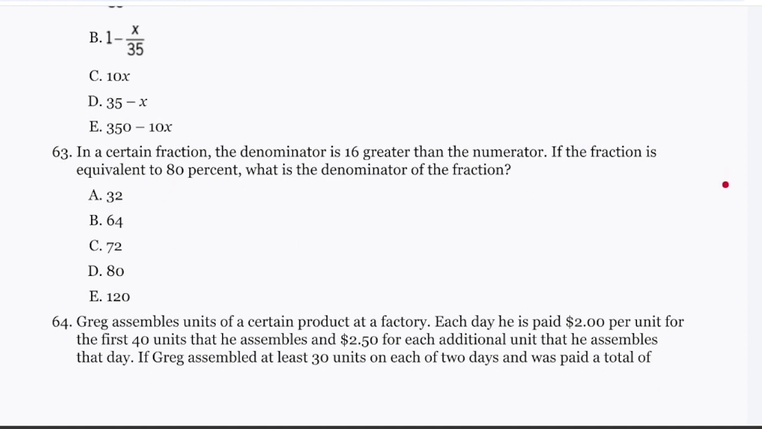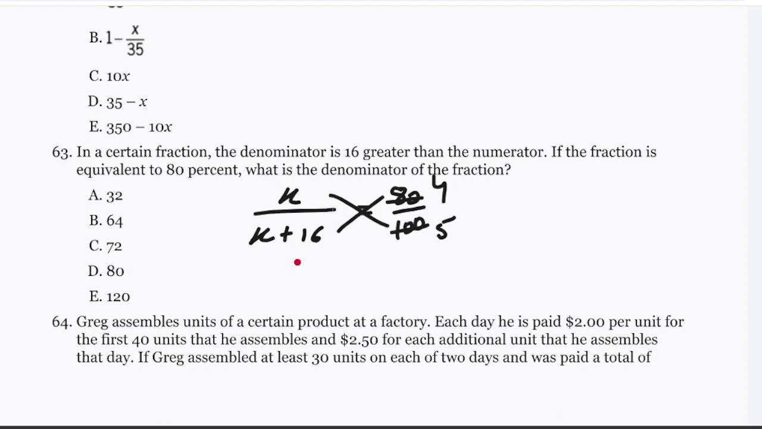Okay. In a certain fraction, the denominator is 16 greater than the numerator. So if the numerator is x, the denominator is going to be x plus 16. If the fraction is equivalent to 80%, that means 80 by 100, that is 4 upon 5. Do a cross multiply. 5x is equal to 4x plus 64. That means x is equal to 64.